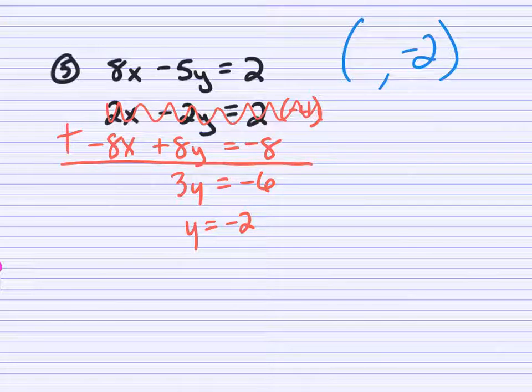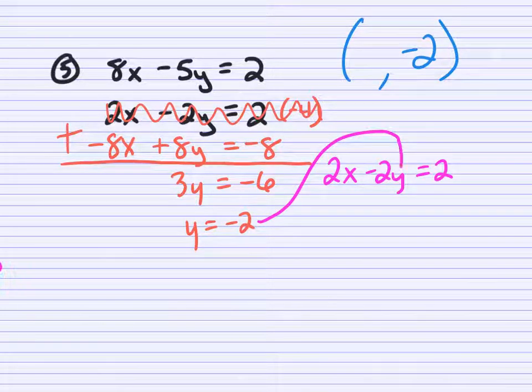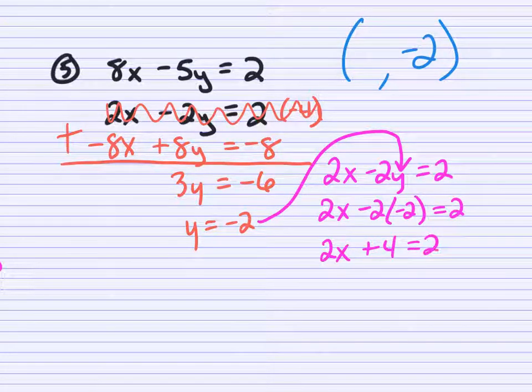Now again, I have 3 choices to go back and get the other variable. The top equation, the one that's scribbled out, and the bottom equation that's written in red. Of these 3, I think the top one looks the easiest. Actually, I'm sorry, the one that's scribbled out looks the easiest. 2x minus 2y equals 2. And the y value is negative 2. And I get x equals negative 1.